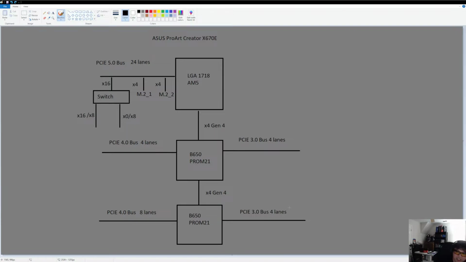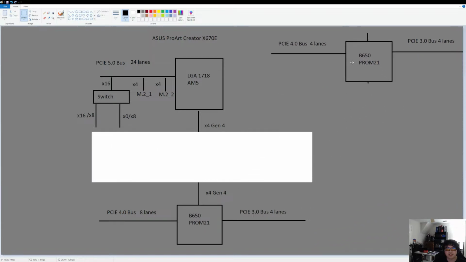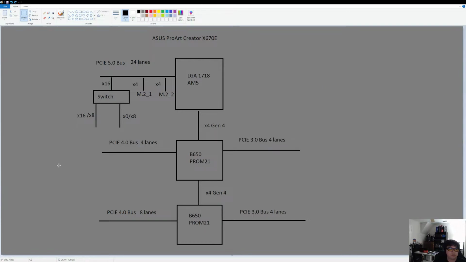So what that means is that it's very easy to derive a B650 motherboard from this diagram. In order to make a B650 motherboard, all we have to do is remove the primary chipset and just connect the CPU directly to the bottom chipset. And that is a B650 motherboard. Same lane count. So anyway, that makes sense.